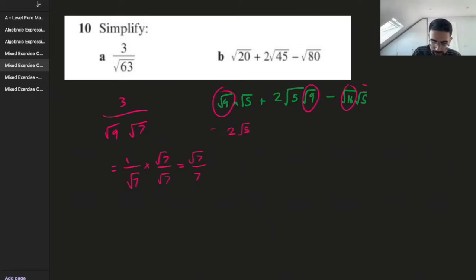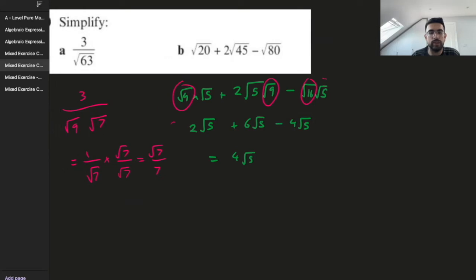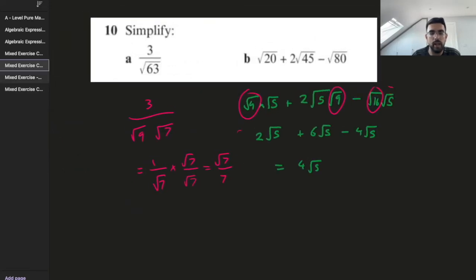That's not in red, to avoid confusing you with the other question. Let's stick with our blue, or green. So we've got 2 root 5 plus 6 root 5 minus 4 root 5. And overall, my answer is going to be 4 root 5, because we've got 8 root 5 minus 4 root 5.